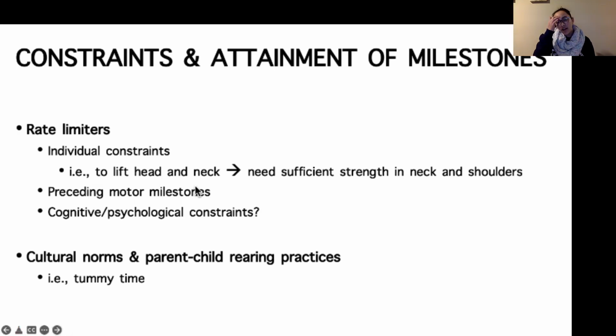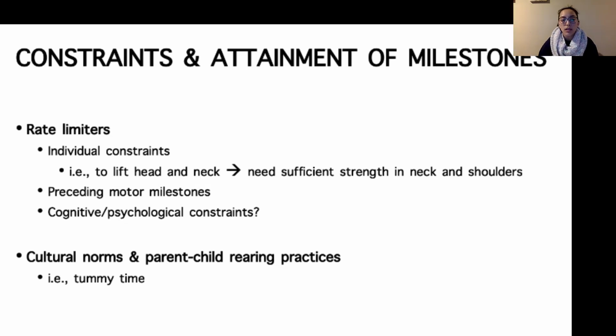I've already started commenting on constraints and how they might affect the attainment of milestones, but I do want to comment on rate limiters, particularly because you'll be guessing at what rate limiters could be affecting the development of a certain individual in your activity this week. We introduced rate limiters in our previous module in relation to dynamical systems theory, where the slowest developing system acted as a rate limiter for the attainment of a certain type of skill or movement.